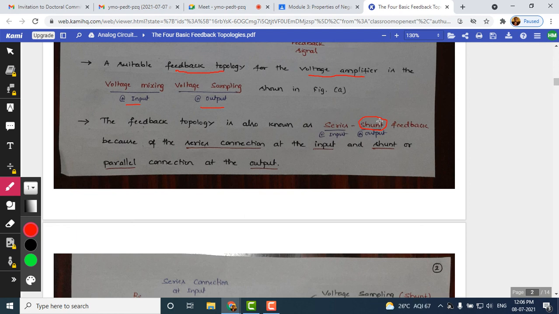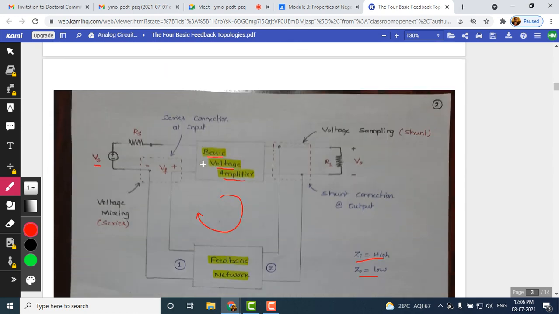The reason for this is that if you look at the type of sampling done for this voltage amplifier, it is parallel. Another name for parallel is shunt, and the type of mixing happening at the input side is series voltage mixing. That is why it is called series. So, series shunt feedback topology is nothing but a topology for the voltage amplifier, because of series connection at the input and shunt connection or parallel connection at the output.